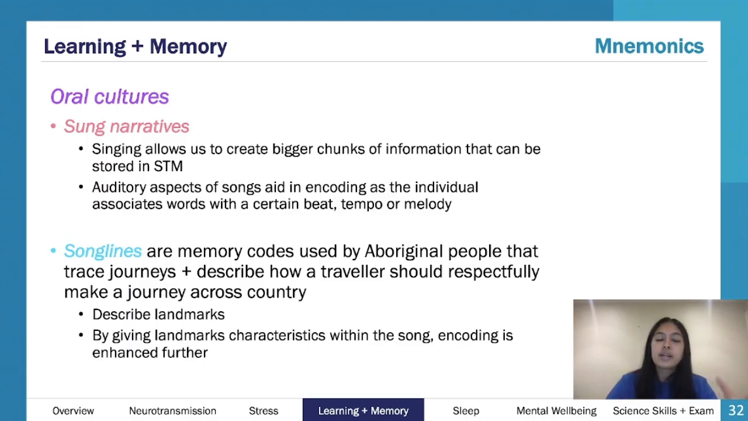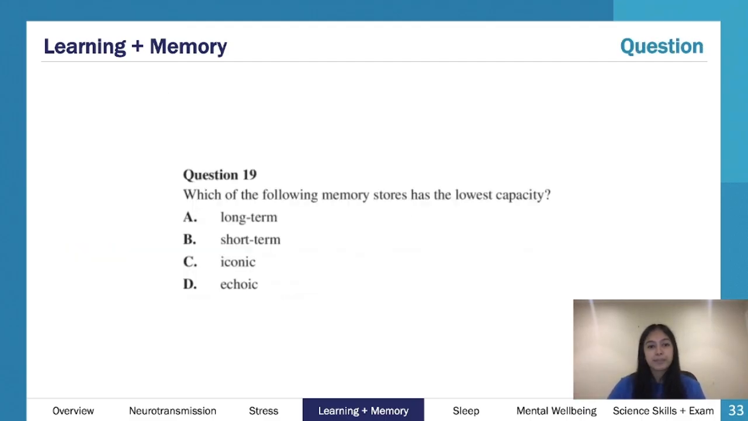Song lines are a specific example that are used by Aboriginal people as a form of sung narrative. Specifically, it's this idea of tracing journeys and describing how a traveller makes a journey across land or across country. You'll describe landmarks as part of that. You discuss landmarks in the song. And as part of that sung narrative, as you make that journey, it enhances the memory of that travel, and so you know where you're going.